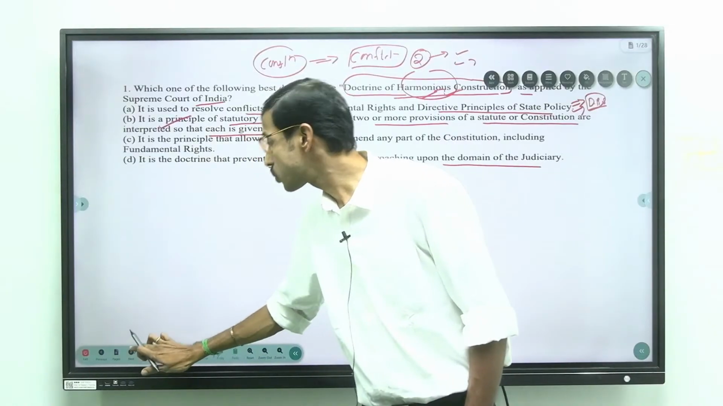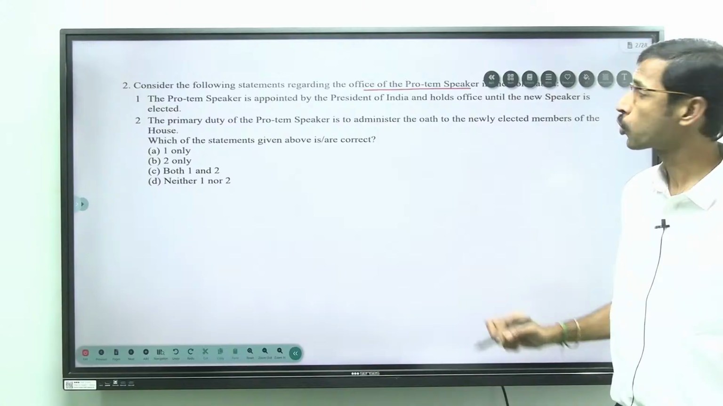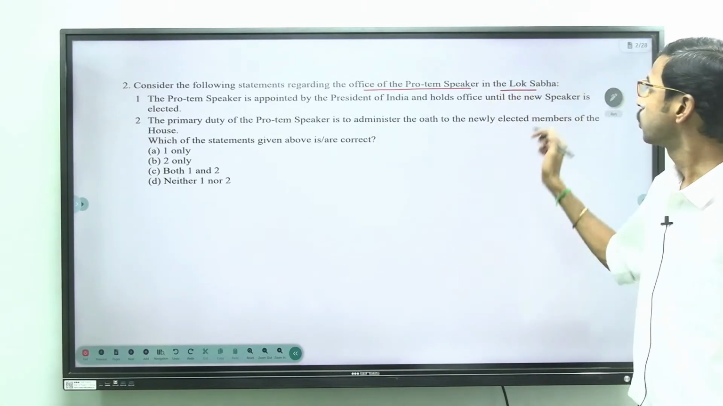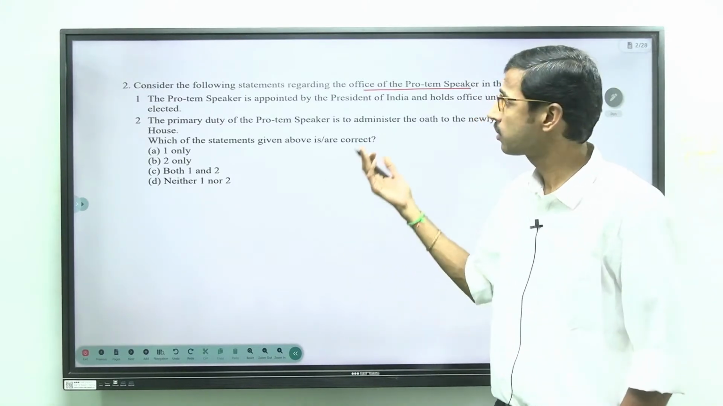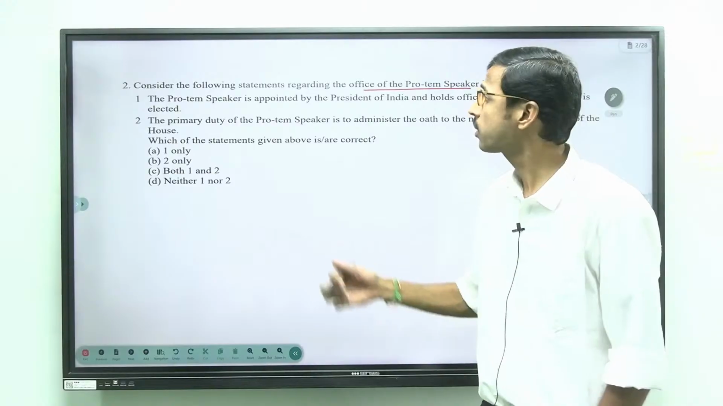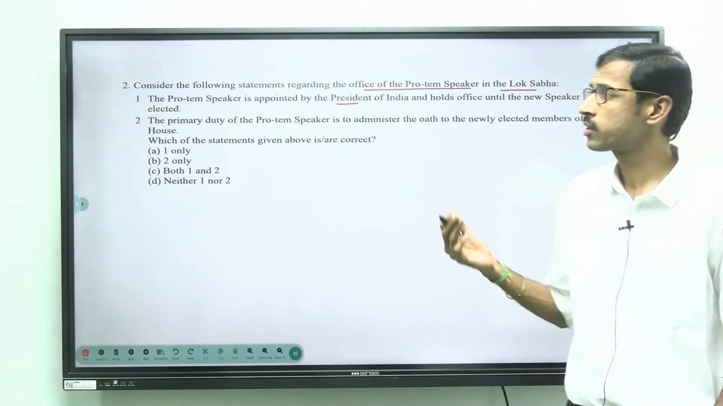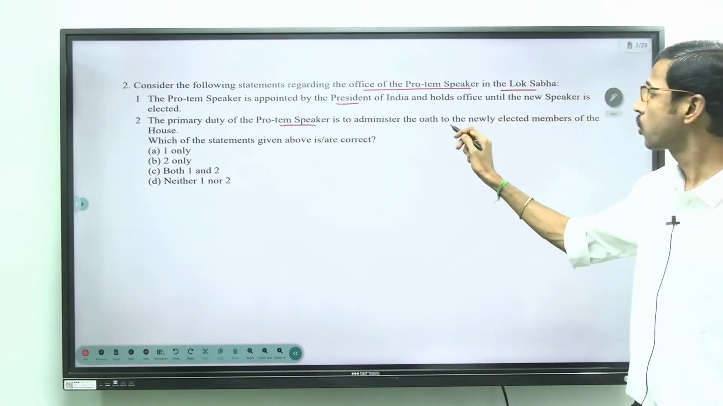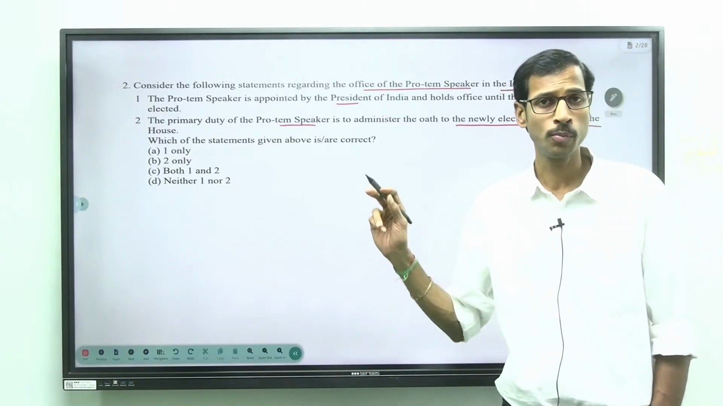Next, the second question: consider the following statements regarding the office of the pro tem speaker in the Lok Sabha. What is a pro tem speaker? Completely this question is related to the pro tem speaker. First, it is appointed by the President of India and holds office until the new speaker is elected. Second, the primary duty of the pro tem speaker is to administer the oath to the newly elected members of the house. These are the two important statements.